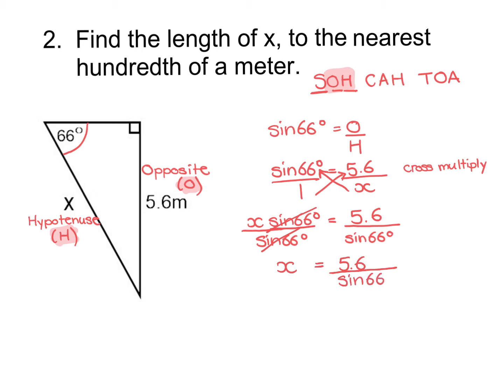So using your calculator, let's do 5.6 divided by sine of 66 degrees. And when you do that, you should actually get something around 6.13 as your answer. And the units is going to be meters. So this right here is your final answer.